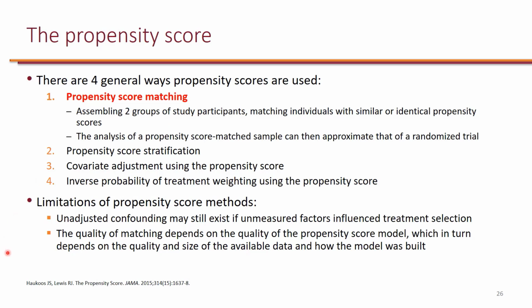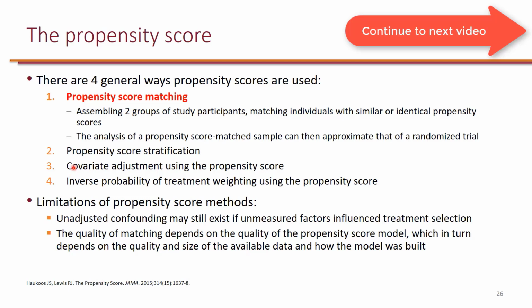For example, unadjusted confounding may still exist if unmeasured factors influence treatment selection. And of course, the quality of the matching depends on the quality of the propensity score model. So it's a matter of how many variables you put in the model that you think would actually affect the probability that the patient would get a certain treatment, and whether those variables are available or collected in the study. In general, propensity score matching minimizes bias to a greater extent than the rest of these other techniques.